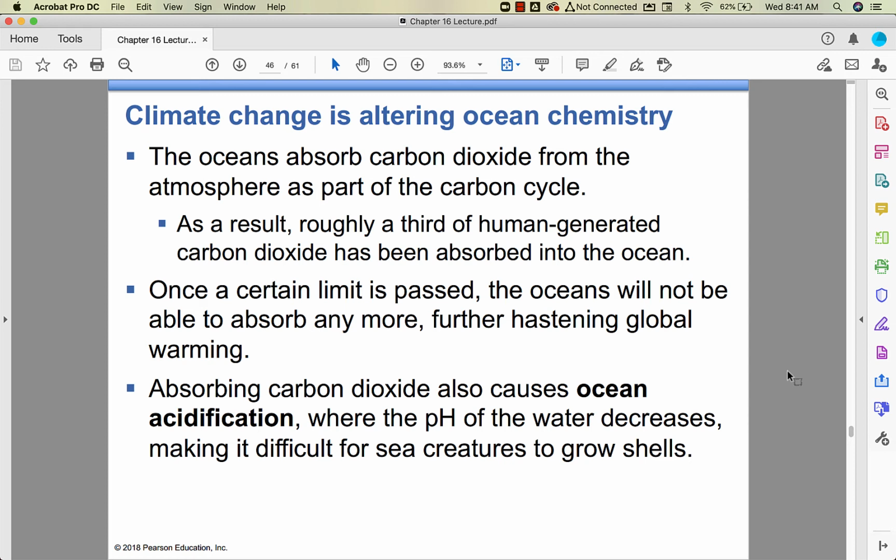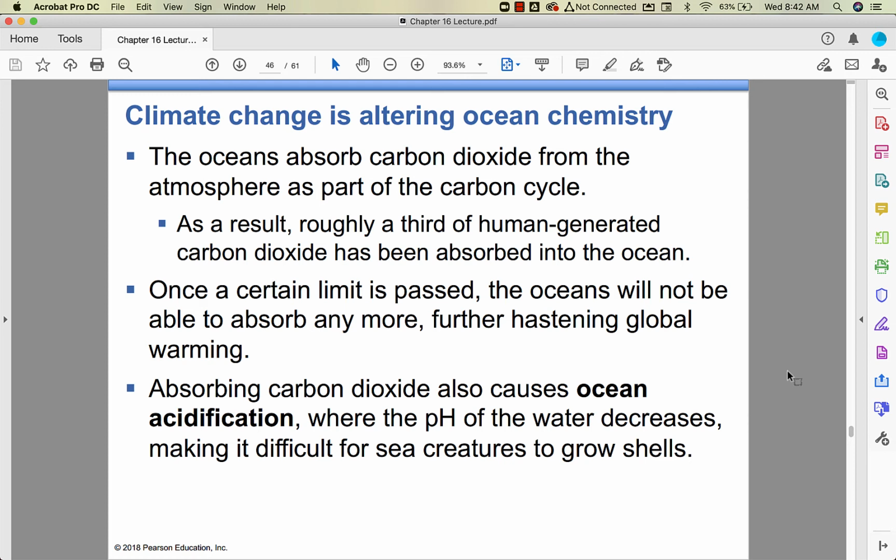But there's a capacity, a maximum amount of carbon dioxide that the oceans can absorb. Once it gets to that point, it's not going to be able to soak up any more carbon dioxide, so global warming is going to continue. And when the ocean absorbs carbon dioxide, the pH of the water actually decreases through a process called ocean acidification. Again, we're going to go over this more slowly when we talk about it.